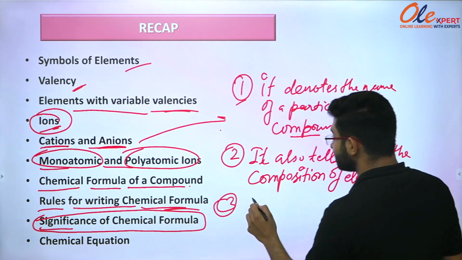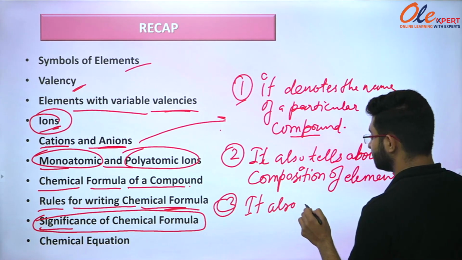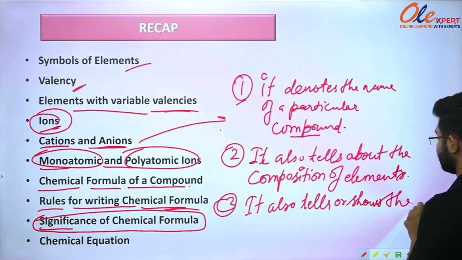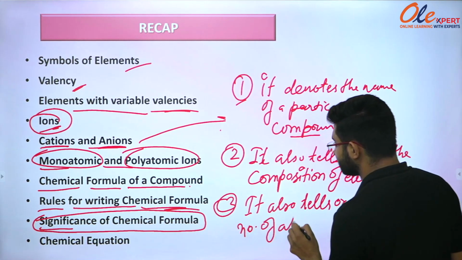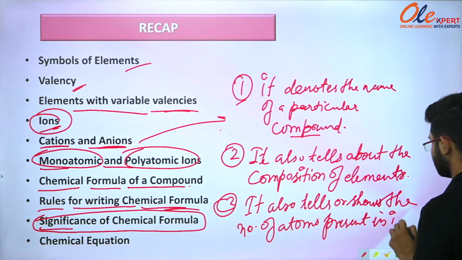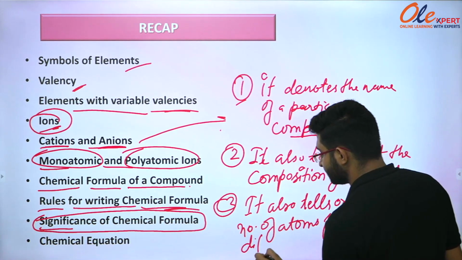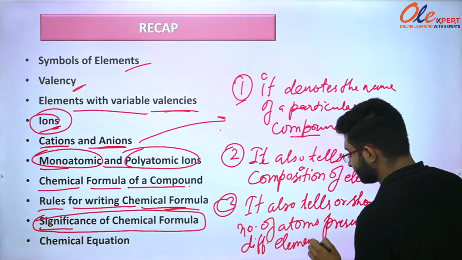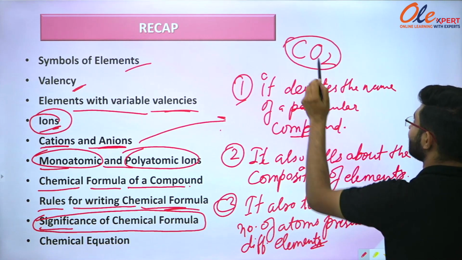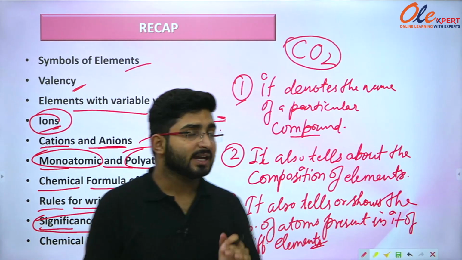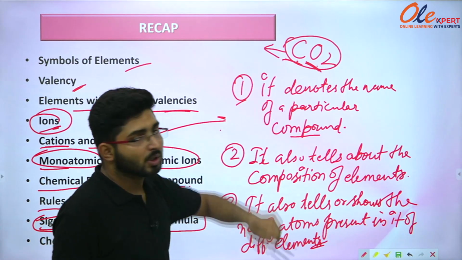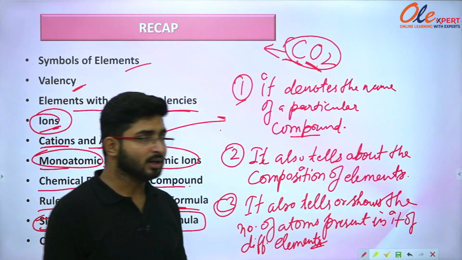The third thing is it also shows the number of atoms present in it of different elements. As you can see, if I am taking the example of CO2, then it gives the name, that is carbon dioxide, as well as the composition: in this compound there is an atom of carbon and 2 atoms of oxygen. So this is the significance of chemical formulas.